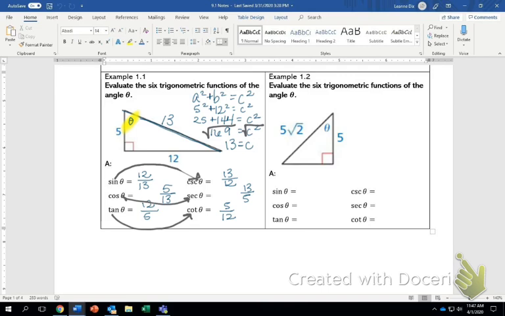So our next piece, we're missing a leg this time. We have our hypotenuse, and we have one of our legs. So a squared plus b squared equals c squared. We're going to plug all that in. We can make 5 a or b. It doesn't really matter.